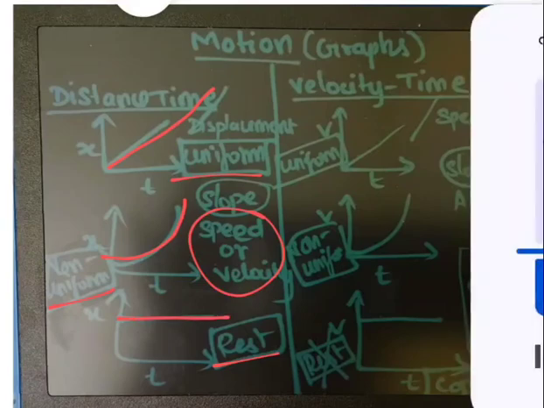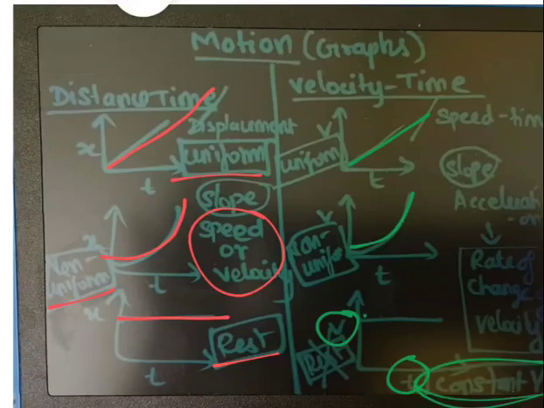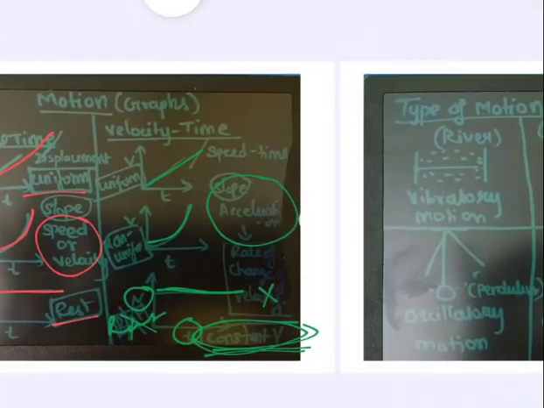Whereas in the velocity time graph there is a slight difference here. You need to understand that uniform motion and non-uniform motion are the same, but there is no rest position for the velocity time graph. There is only constant velocity. So the straight line which we are representing here is not the rest position but the constant velocity. For the velocity time graph there is no rest position. So the slope used here is acceleration. The slope used in the distance time graph is speed or velocity.